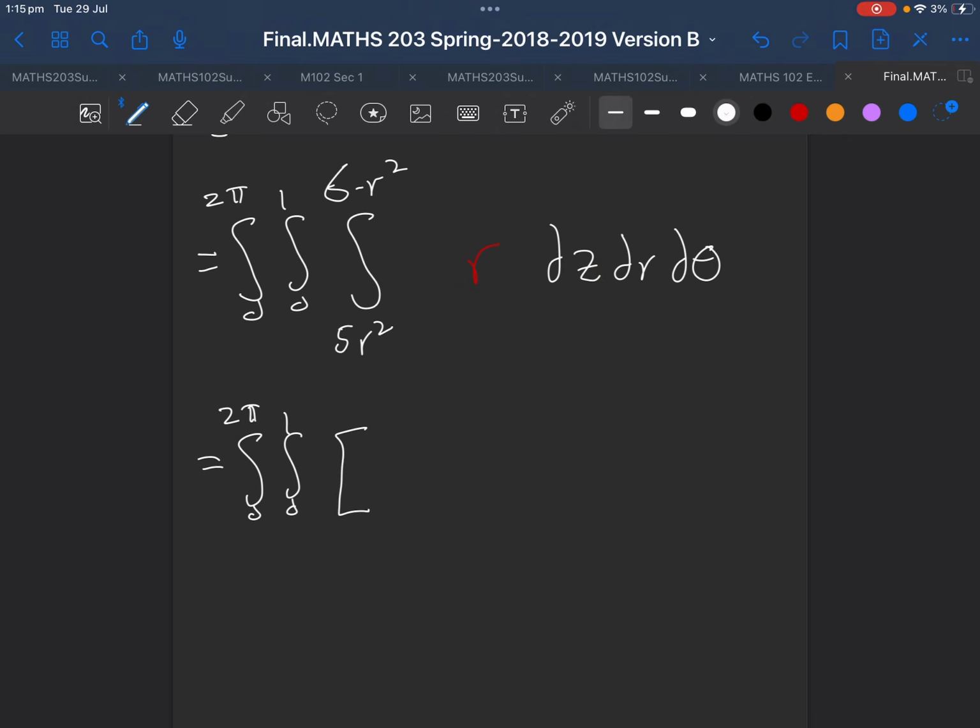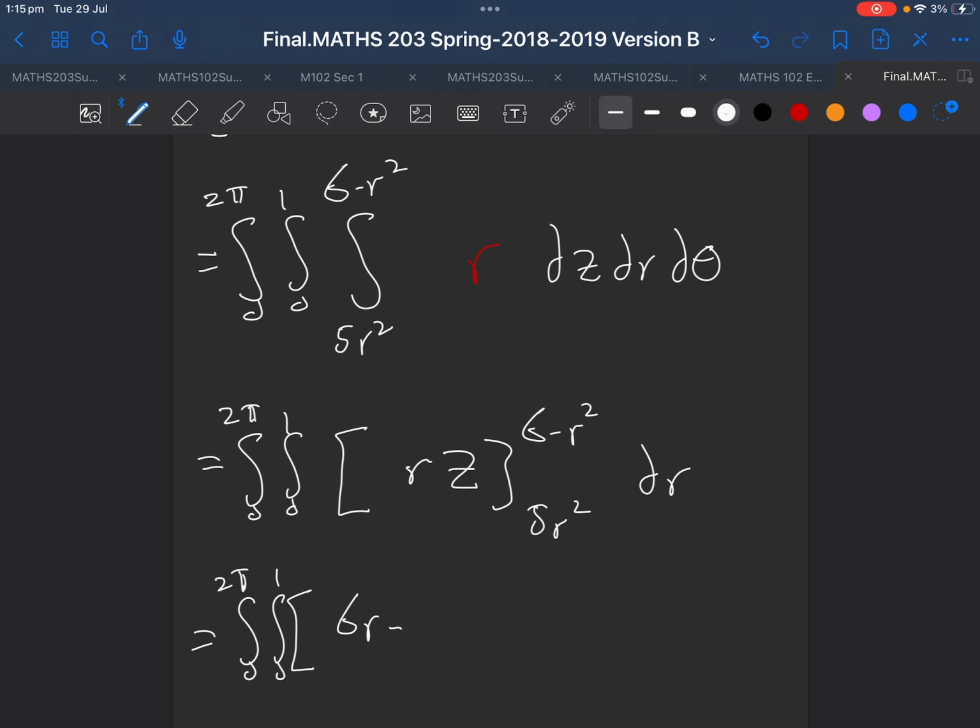The first integral, r dz, is just rz, and we substitute 5r squared and 6 minus r squared. Next, if we substitute, this will be 6r minus r cubed minus 5r cubed, so it would be just 6r minus 6r cubed, dr. I'm just doing this quickly, this is just the evaluation of the integral. So this will be just 3r squared minus 6 over 4.